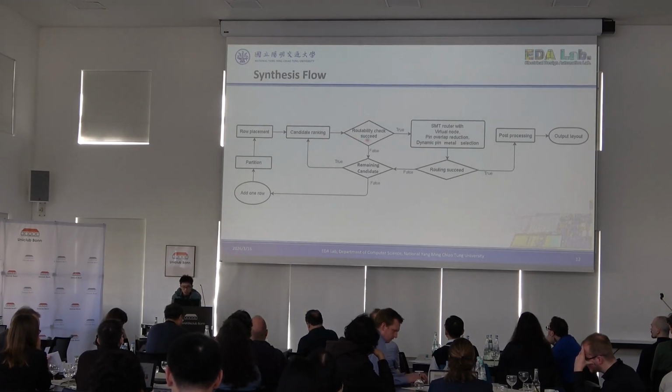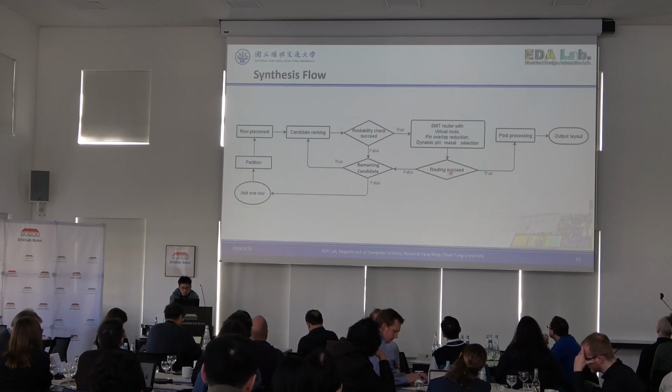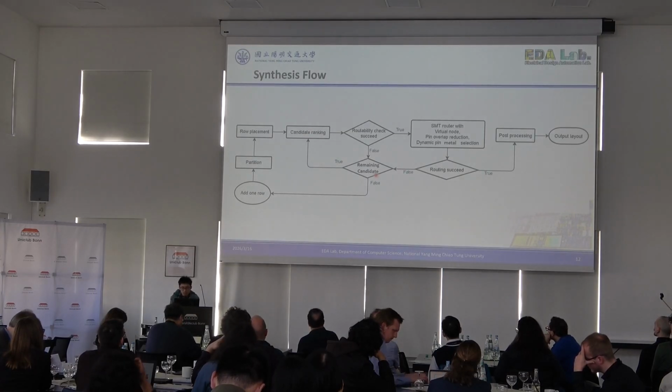Otherwise, we switch to the next candidate. If the routing succeeds, the flow goes to post-optimization. Otherwise, we switch to the next candidate. If we have no remaining candidates, we add one row and partition transistors. Then the flow starts from the beginning.